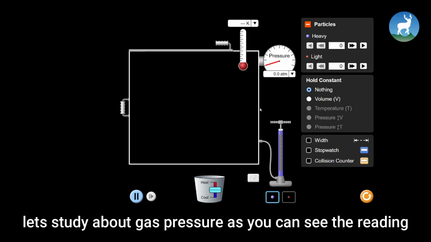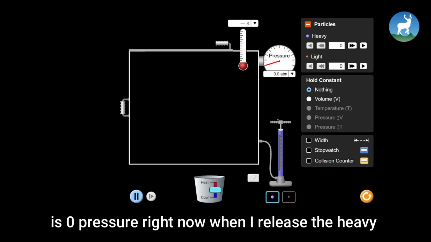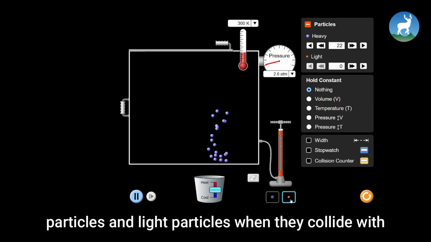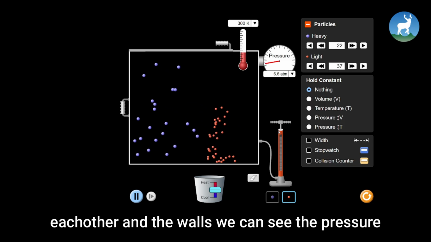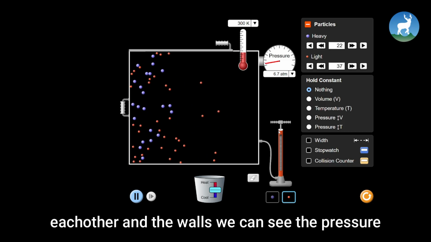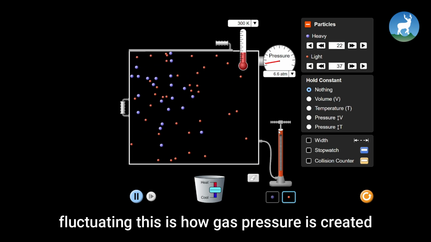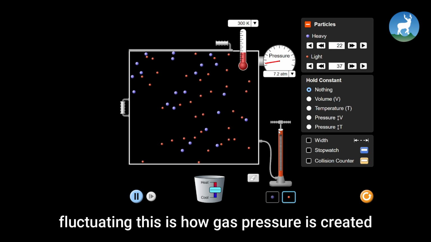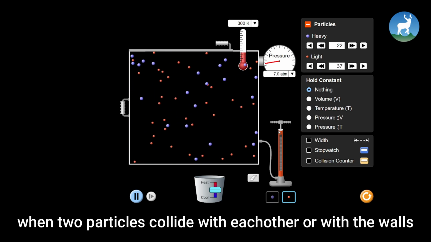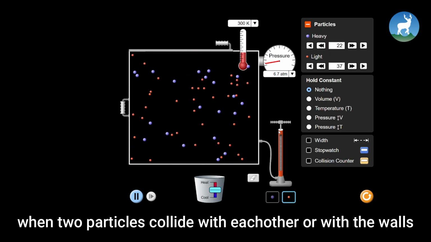As you can see, the reading is 0 pressure right now. Now when I release the heavy particles and light particles, when they collide with each other and the walls, we can see the pressure fluctuating. This is how gas pressure is created when two particles collide with each other or with the walls.